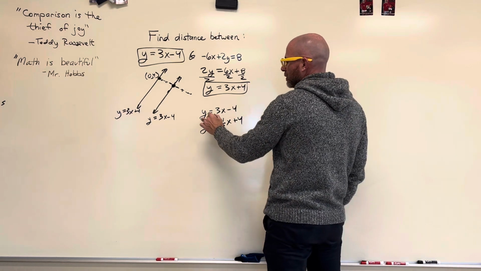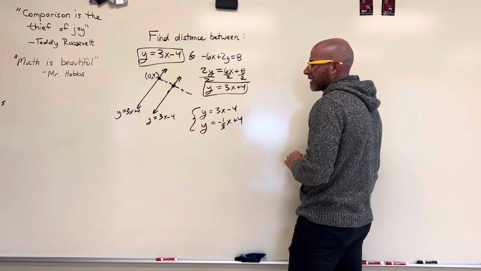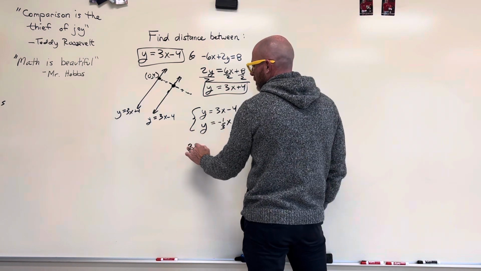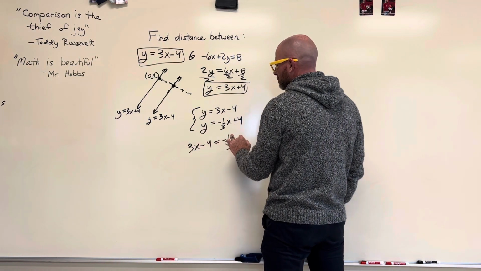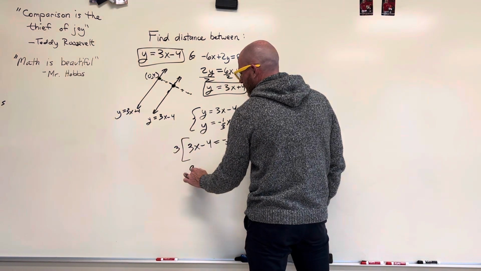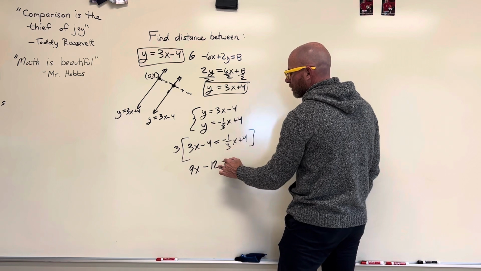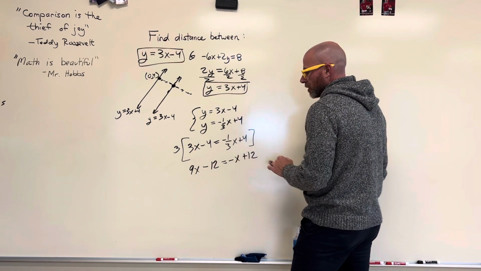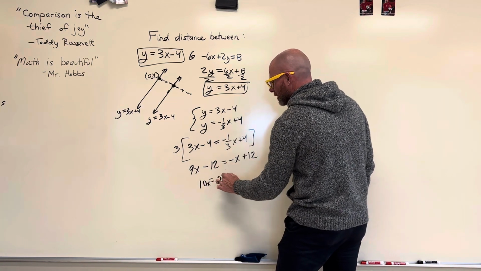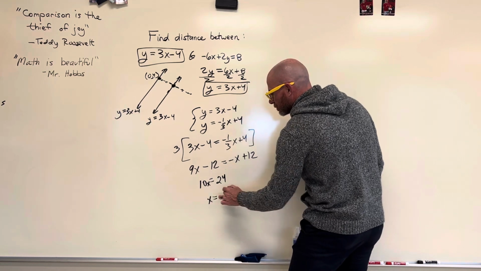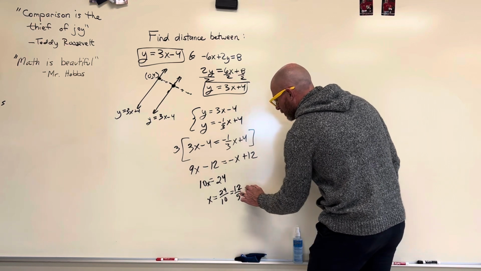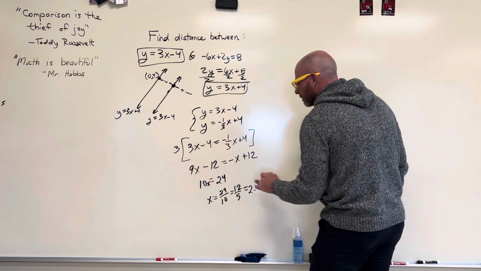So now all I have to do is figure out where these two lines intersect. If they're both equal to y, then 3x minus 4 equals negative 1/3 x plus 4. Solve for x. I multiply everything by 3 because I want to get rid of that 1/3 fraction. Add x over, and I get 10x. Add 12 over, and I get 24. So x is equal to 24 over 10, which is 12/5, or as some of you may know, that is also 2.4.